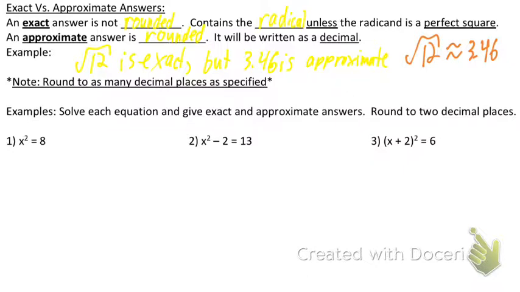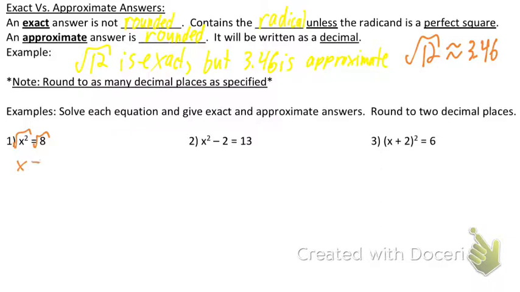So x squared equals 8. Is the squared term isolated? Yeah, x squared is a square term and it's by itself. So what do we do? Square root both sides. What's the square root of x squared? X. Do we know the square root of 8?